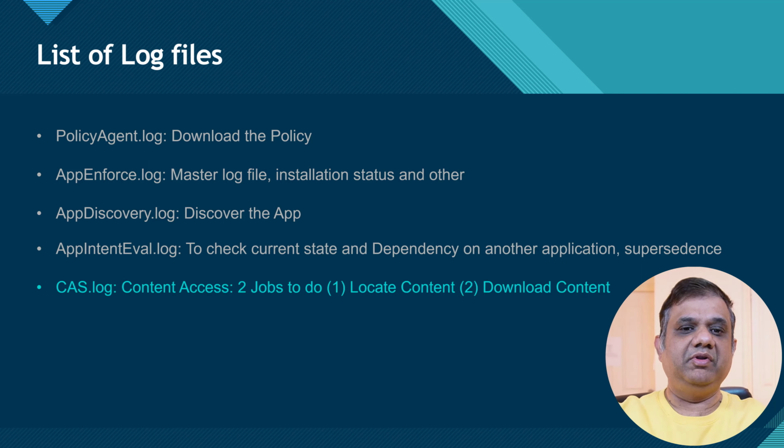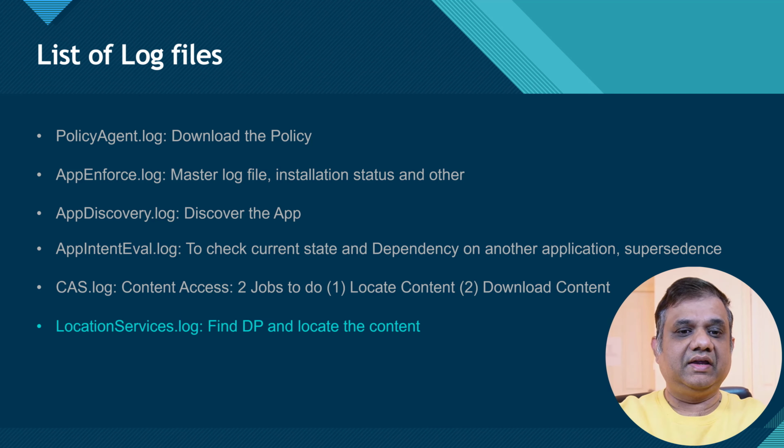Okay, so once the discovery and everything is done, AppEnforce has to execute the application. But to execute the application, it needs content. So CAS.log, the Content Access component, comes into play. AppEnforce will hand over the job to Content Access, and Content Access, CAS.log, has two jobs to do. Number one, locate the content, I would say find the content, and second, download the content. An easy way to say it is: look for the DP, and the second job is download from the DP.